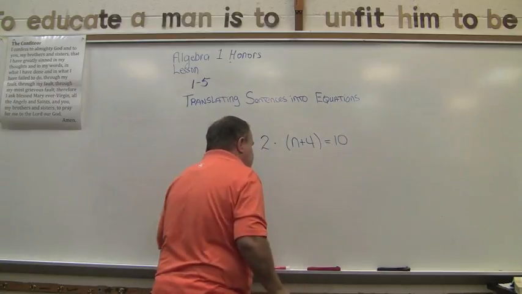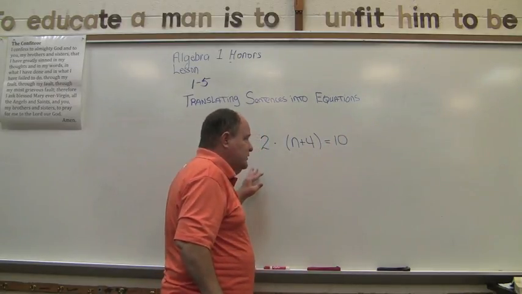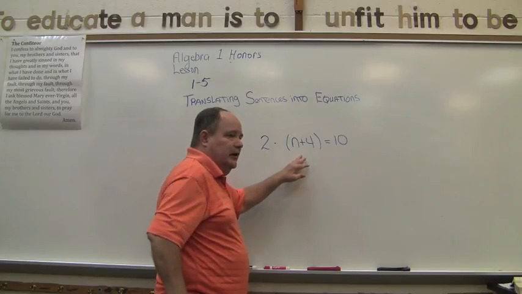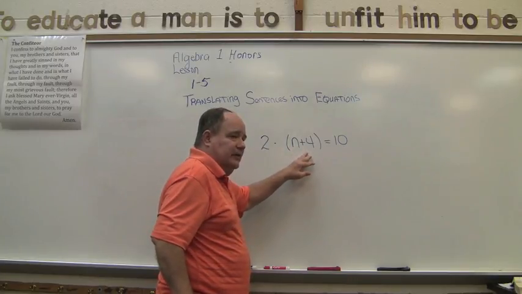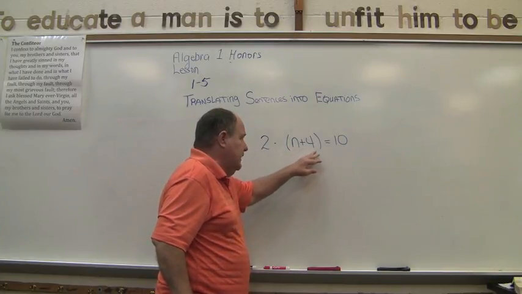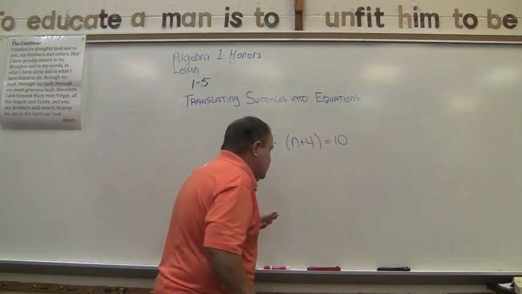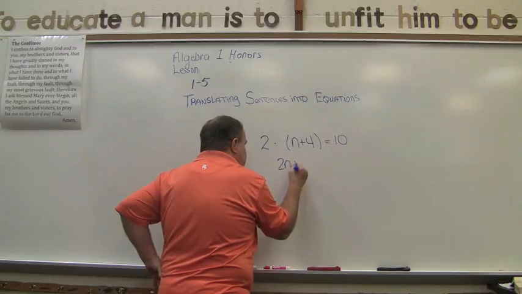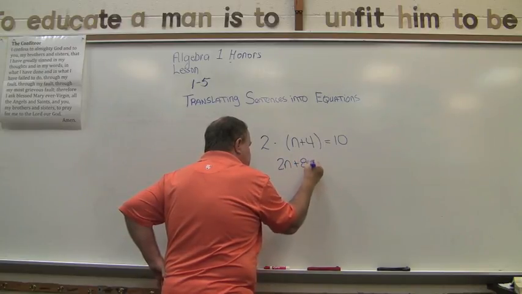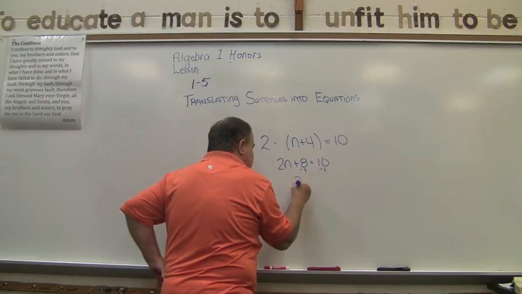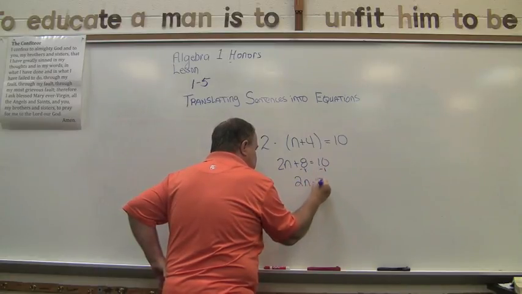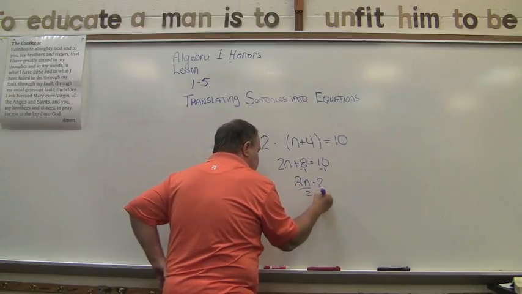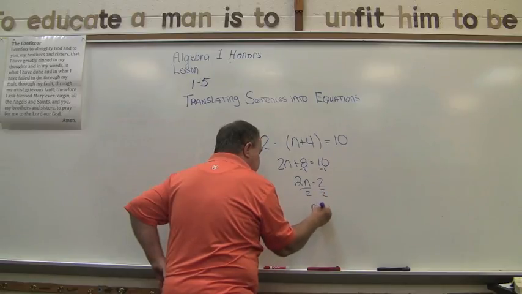Now we've converted "twice the sum of a number and 4 is 10." Now all we have to do is solve it. We do the distributive property. We say 2n plus 8 equals 10. Subtract 8 from both sides, and we get 2n equals 2, or n equals 1.